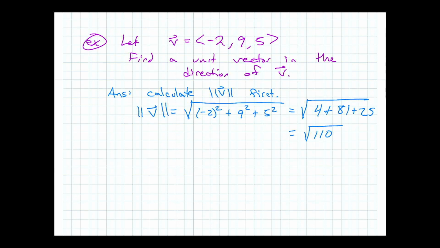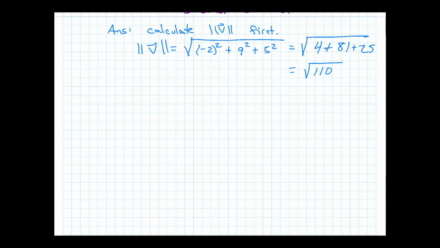Then what you would do is, if you can simplify that, do so. Again, this is why you want a calculator that can do stuff like this. If I'm trying to do it myself, I would say, okay, that's 2 times 55, which is 2 times 11 times 5, right? Okay, so that doesn't simplify. So the square root of 110 is just the square root of 110.